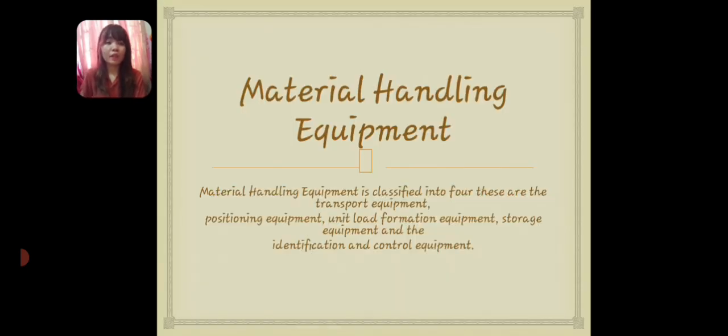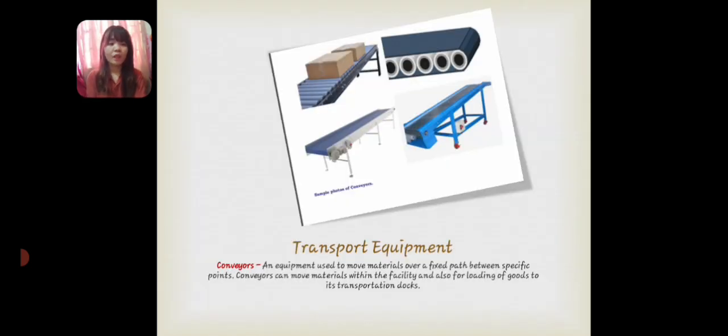Next is material handling equipment. Dito naman papasok ang material handling equipment. As classified into four, these are the transport equipment, positioning equipment, unit load formation equipment, storage equipment, and the identification and control equipment. Yan. Example ng equipment is transport equipment.